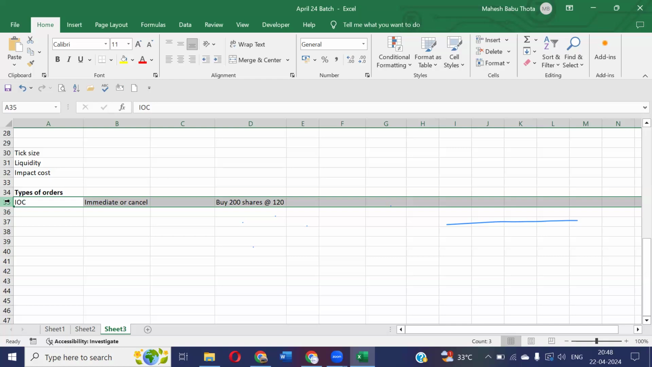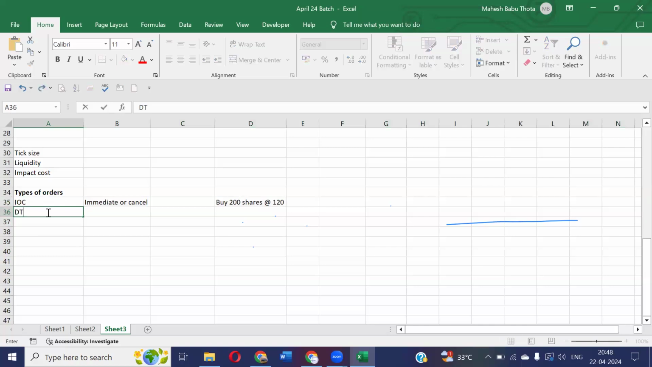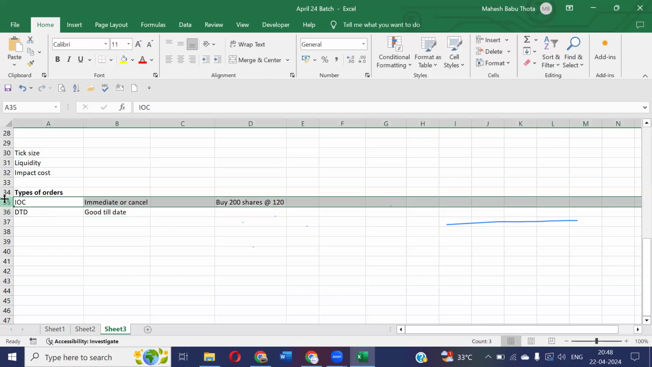Understood, guys? Yes, sir. Immediate or cancel order means it won't wait for any prices or any securities. The moment you place the order, if shares are available at the same price, the order will be executed immediately. Otherwise, it will cancel. It won't wait for the share price to come down. We have other types of orders.